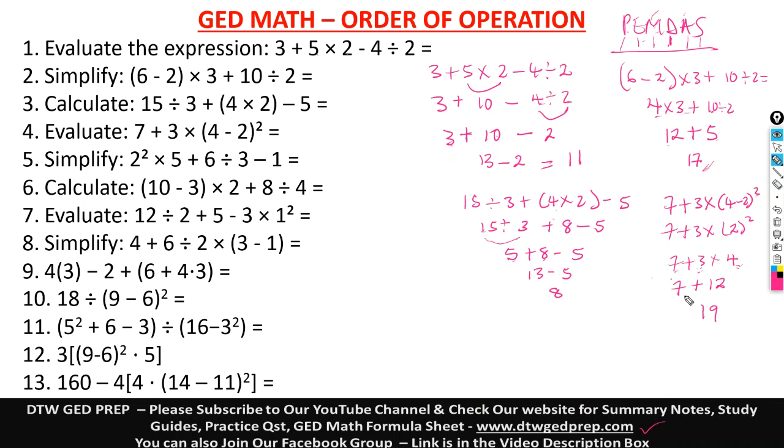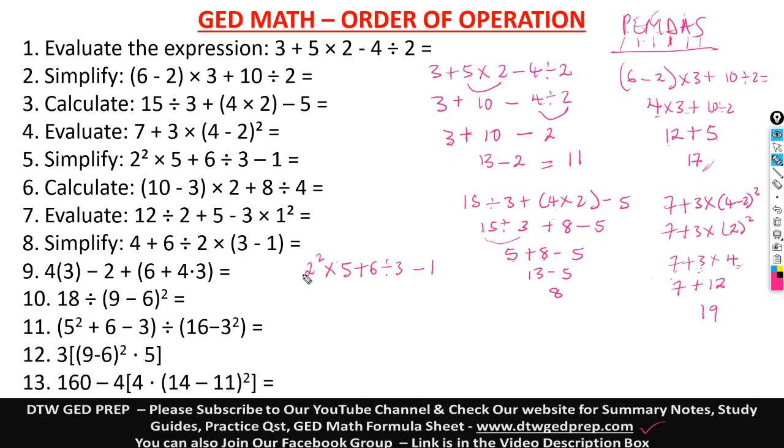All right. So here, what do we do? What's our next? Next question is what? Question 5. All right, question 5. So it says here, 2 square. Let's write it here. Let's use the space here. I'm going to erase this very soon. So it says 2 square times 5 plus 6 divided by 3 minus 1.